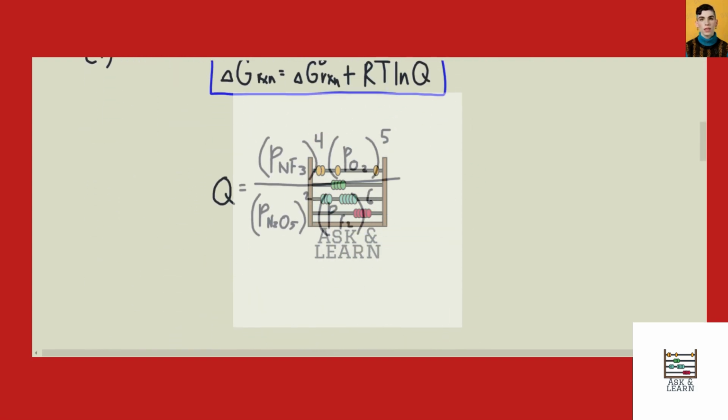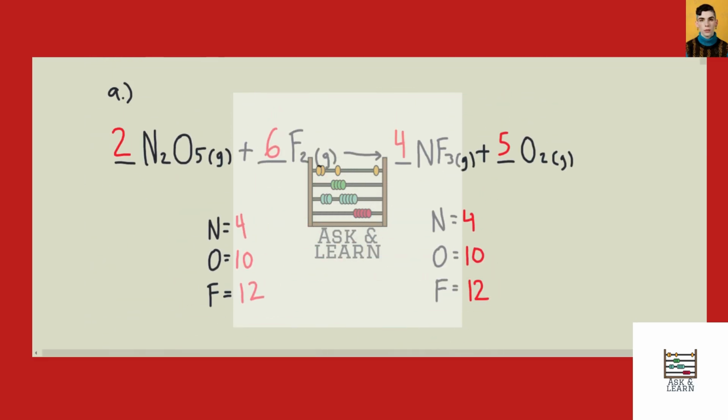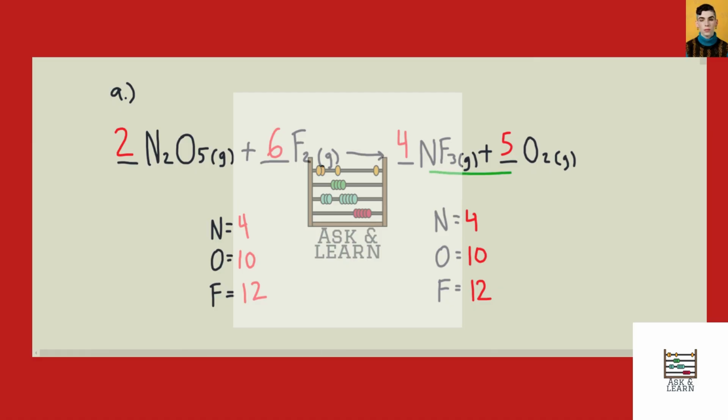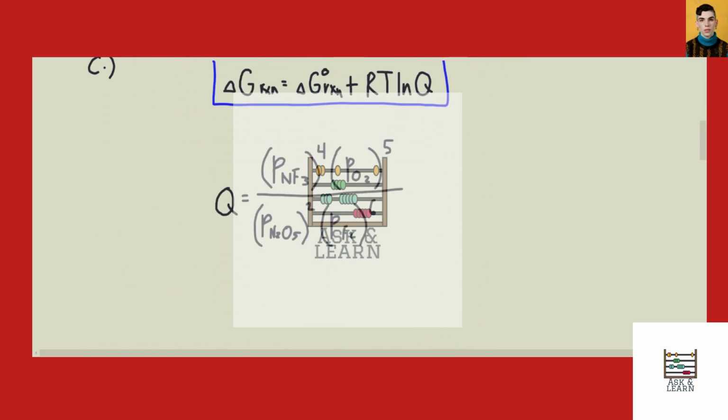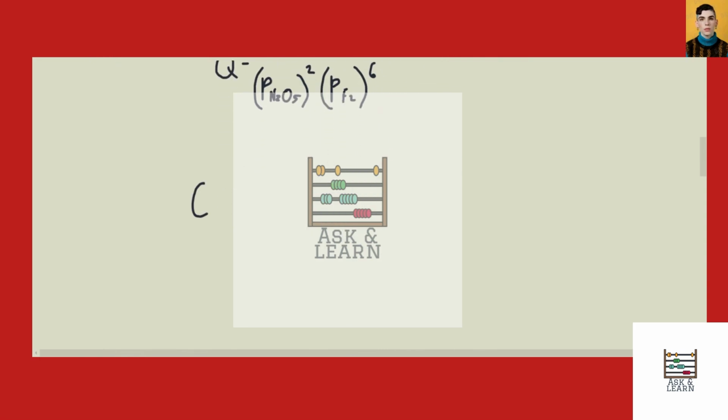So when we do that, our expression for Q should look like this, where we have the partial pressure of NF3 raised to the power of 4 times the partial pressure of O2 raised to the power of 5, since those are the products of this reaction with their proper stoichiometric coefficients. Then we divide that by the partial pressure of N2O5 squared times the partial pressure of F2 to the power of 6, which is what we can see on the denominator of our expression for Q. We are given values for the partial pressures of each one of these species, and so we can plug in what we know into this expression to solve for Q.